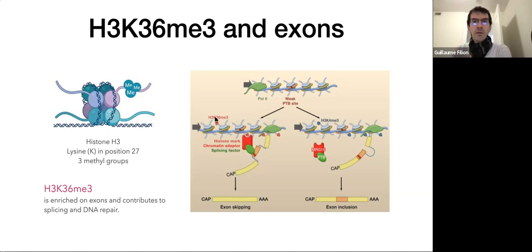If you have no such modification, or another one like H3K4 trimethylation, this does not recruit MRG15 and there is no splicing. So the particular intron remains, and you have a case of intron retention. The intron is either skipped or included, and that will depend on the status of this modification in the neighborhood.